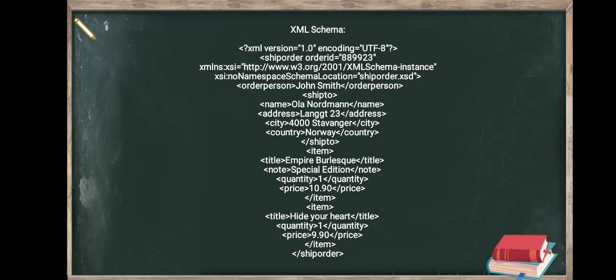XML schema is commonly known as XML schema definition or XSD. It is used to describe and validate the structure and the content of XML data. XML schema defines the elements, attributes, and data types. It is similar to a database schema that describes the data in a database.